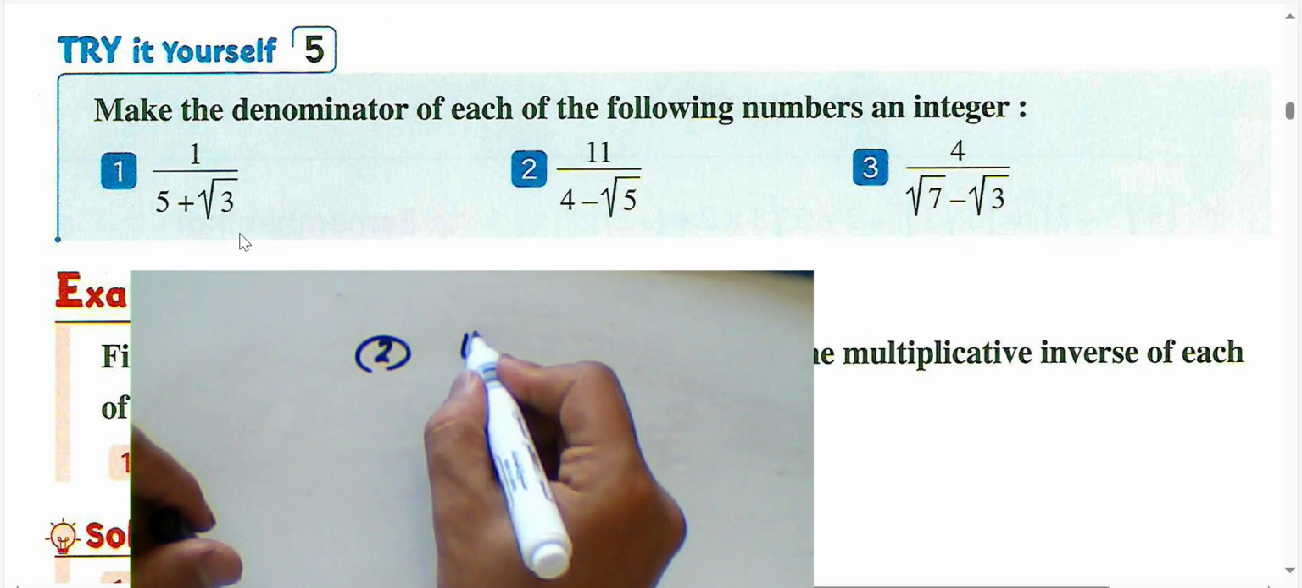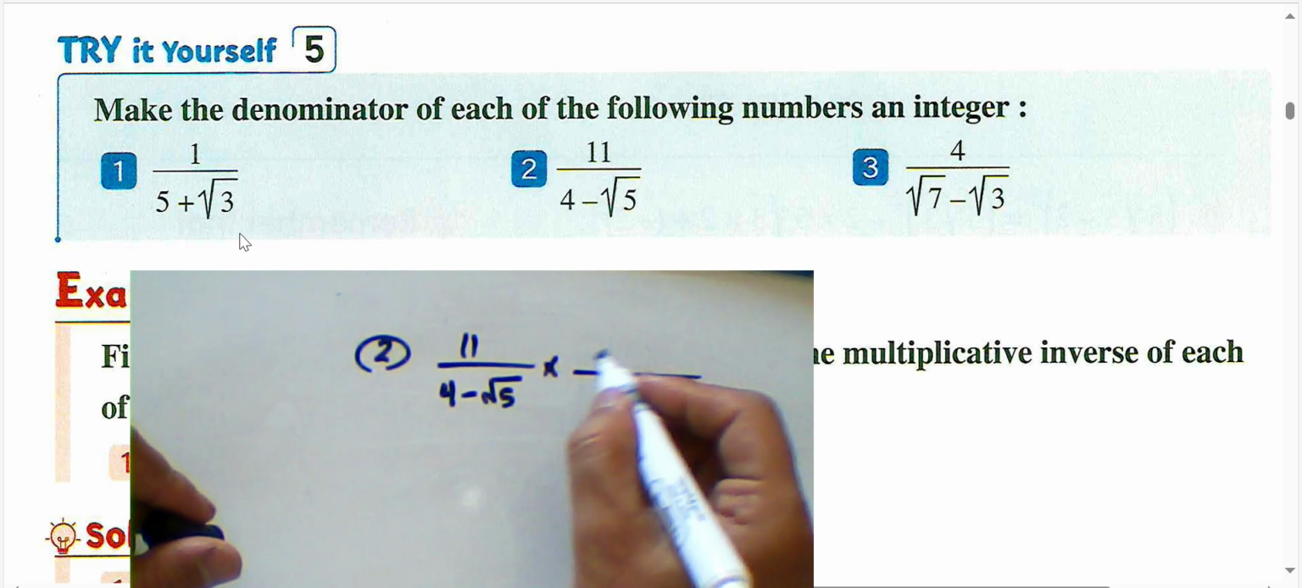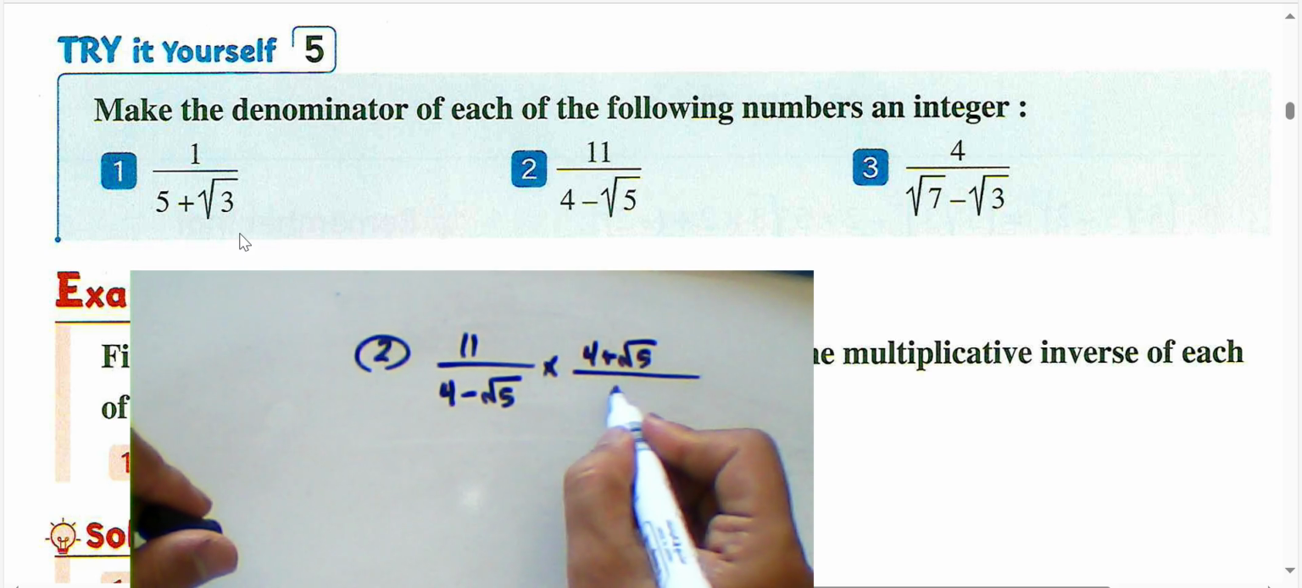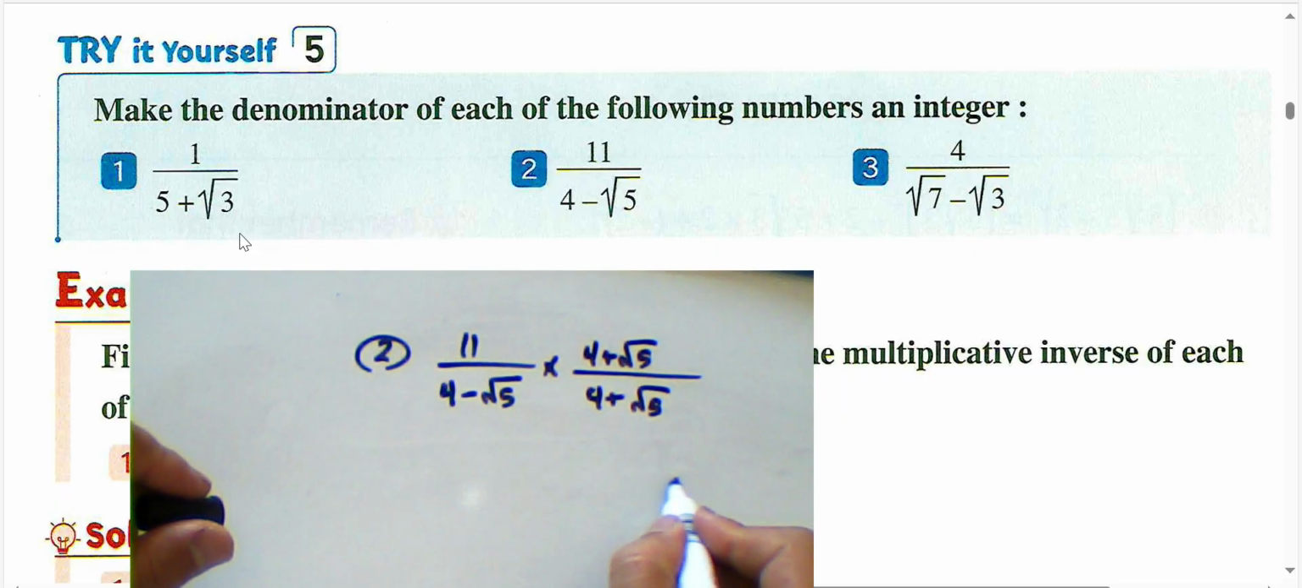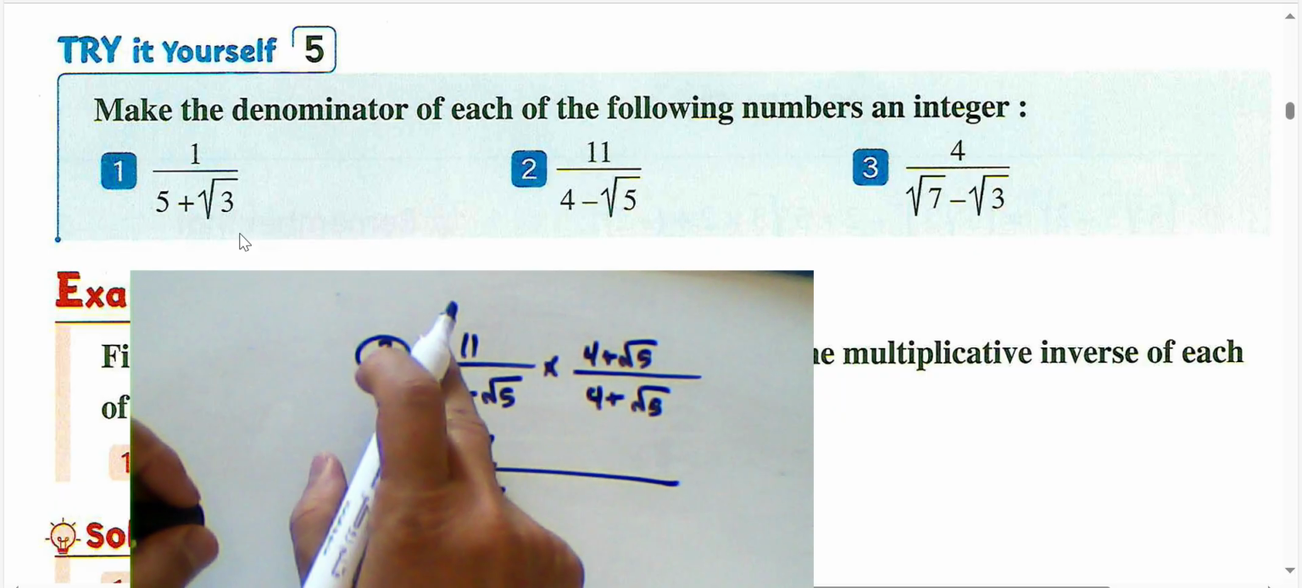We have 11 over 4 subtract root 5. We must multiply by the conjugate, 4 plus root 5, and here 4 plus root 5. 4 times 4 equals 16. Okay, up here we must write 11 outside.